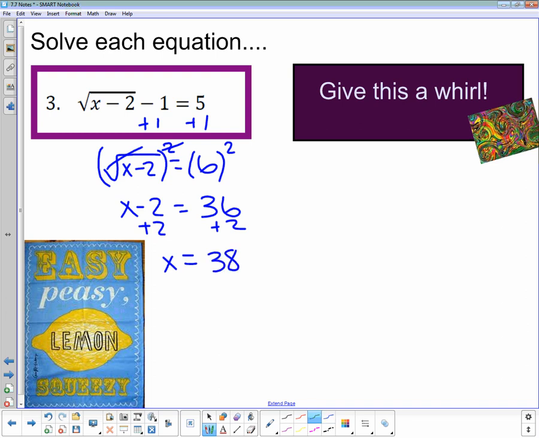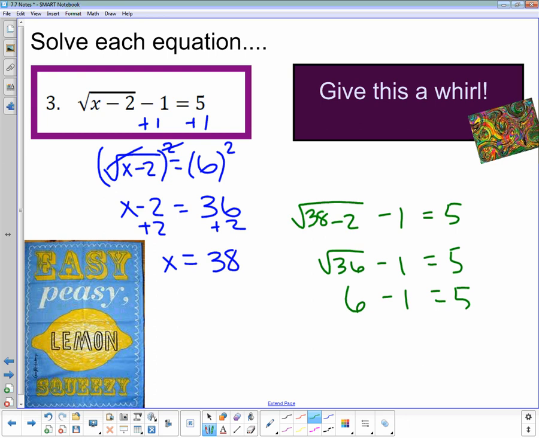Again, before you circle it, you got to make sure it works. So I end up with the square root of 38 minus 2, and then minus 1 on the outside equaling 5. 38 minus 2 is 36, and it looks like it's going to work out for me. 6 minus 1 does give me 5. 5 does equal 5, so I'm good. 38 is my solution.